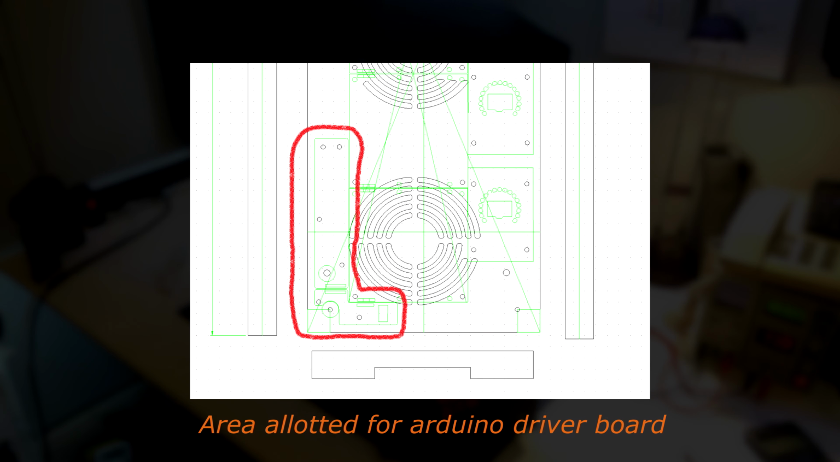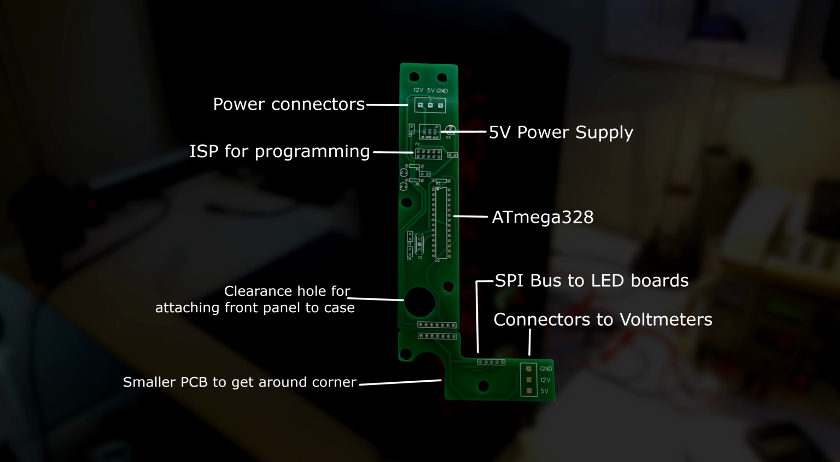Now I needed to adapt the Arduino Uno to fit into the small area allotted for it in the case. I made a small adapter PCB to fit around a corner, and this is the shape of the board that has the Arduino Uno in it. Really, it's not an Arduino Uno anymore, and a custom board that just has the microprocessor and a 5V power supply on it, but it fits in the area quite well.